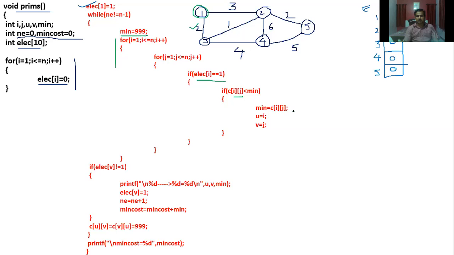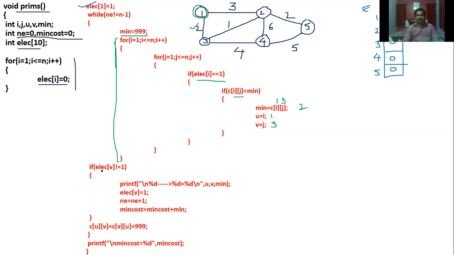So minimum is equal to C of ij. I will be 1, j is going to be 3. So the minimum value is going to be 2, and u will be I, that is 1, v is equal to j, that is 3. Okay. So after coming out of this for loop, I'll be identifying the minimum edge which is adjacent to the elected vertex. The elected vertex, initially, is only one vertex. So for the adjacent unelected vertices, I am considering the minimum edge. So it's only the edge 1 to 3.